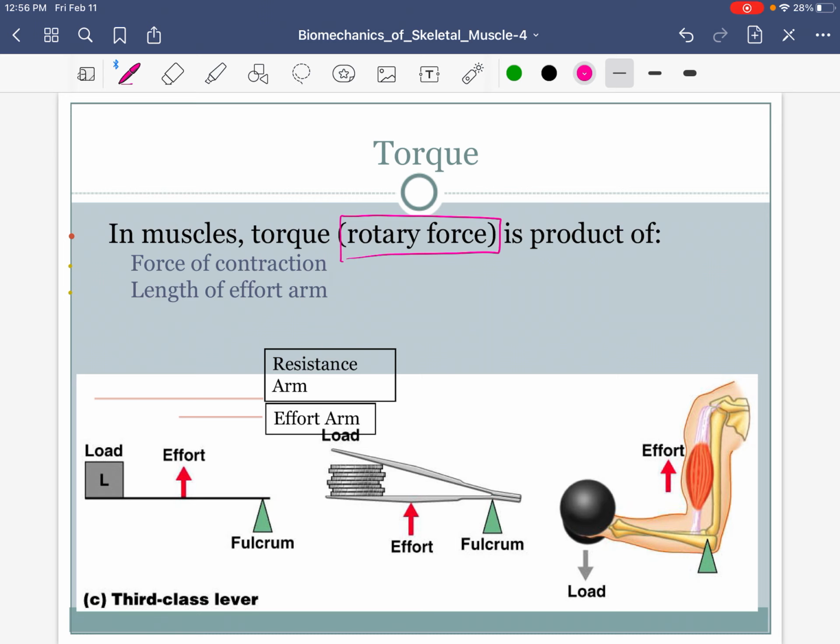Okay, so we're first going to define torque again: a force that turns or rotates things. We're going to remind ourselves that, even if we don't necessarily see it in an obvious way, because most of our actions are multiplanar, there's more than likely some sort of rotary force or torque happening somewhere. When we measure torque, we not only have to consider the force of contraction, but we also have to consider distance and direction.